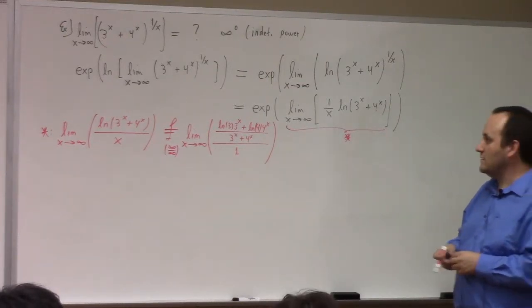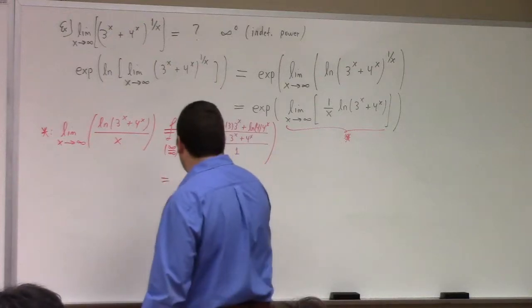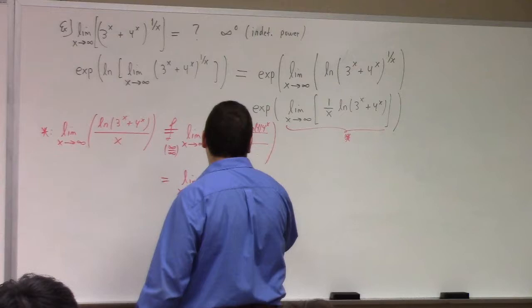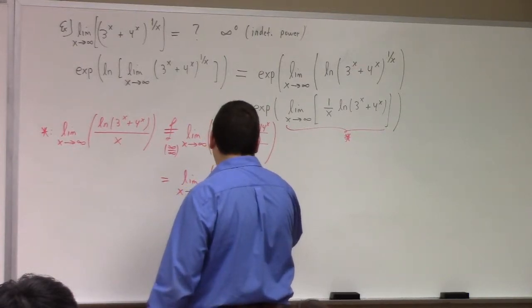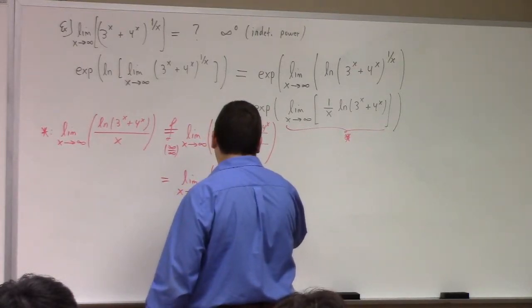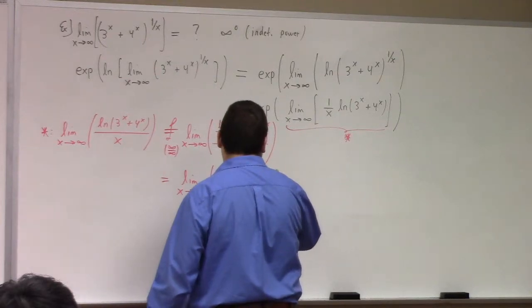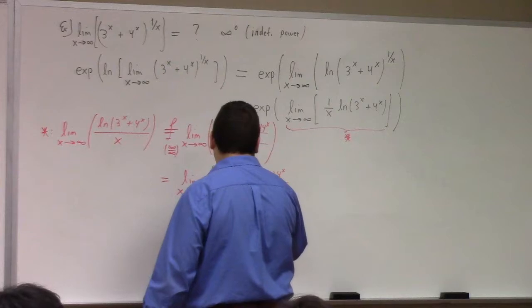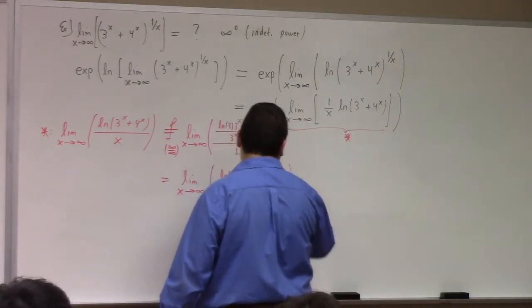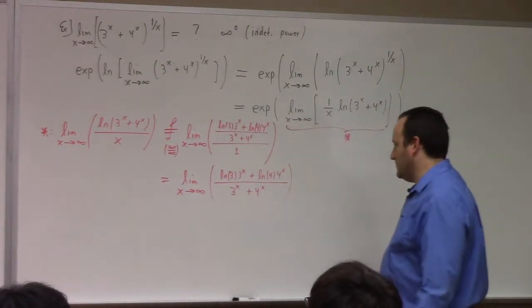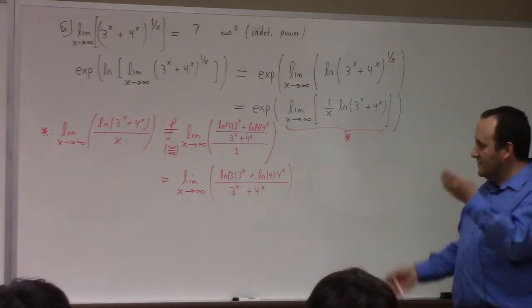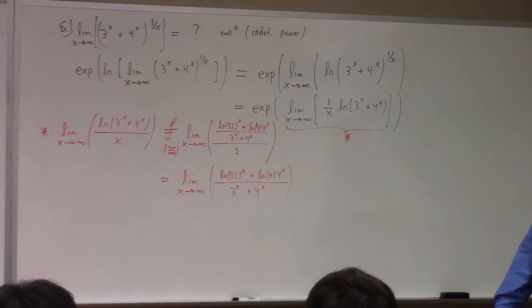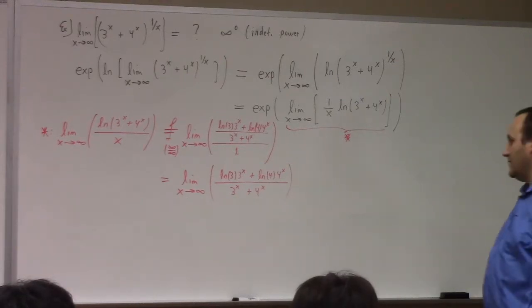That was less exciting. Let me clean this up a little bit. Limit as x goes to infinity of log 3 times 3 to the x plus log 4 times 4 to the x, divided by 3 to the x plus 4 to the x. So now it's infinity over infinity again, right? So we can do it one more time.